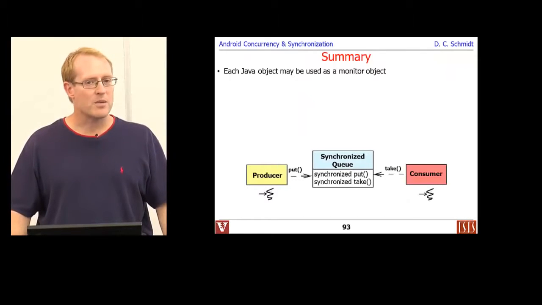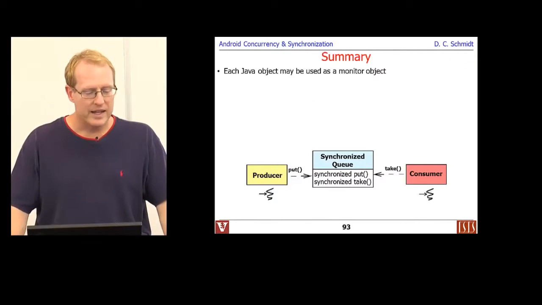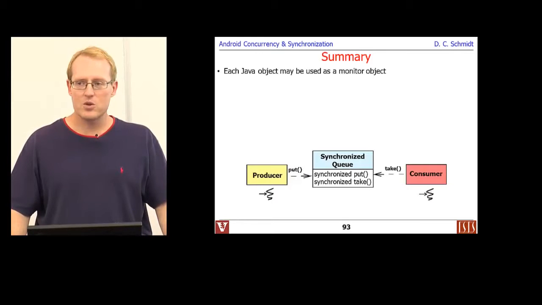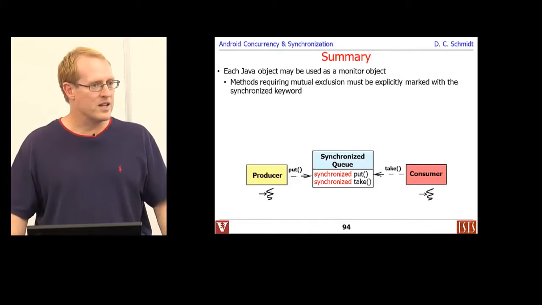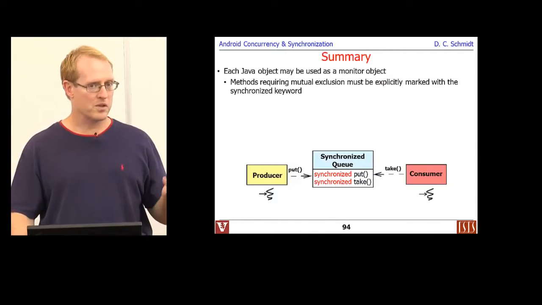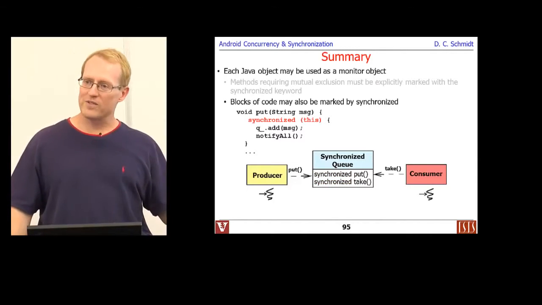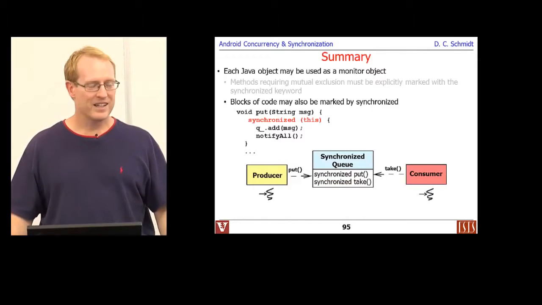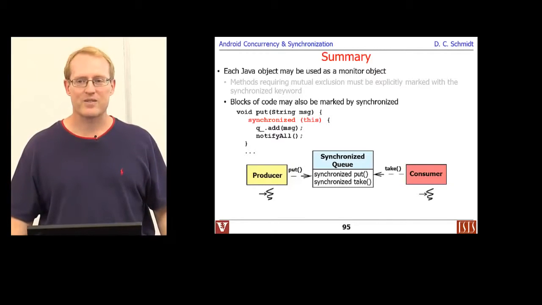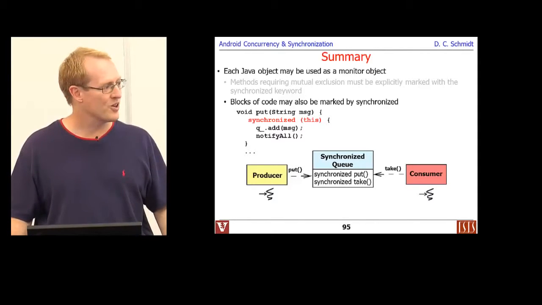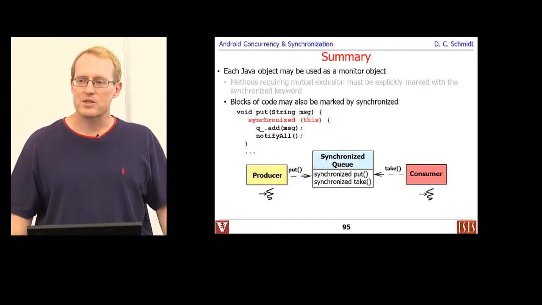OK, so to summarize this discussion, each Java object can be used as a monitor object. If you need to have mutual exclusion, then you have to mark them with the synchronized keyword, or you have to use the synchronized block. Either of those things work to get the desired effect. What you typically find, by the way, and it's actually kind of instructive, take a look at the Android source code for some examples of this. Simple solutions typically use synchronized methods.